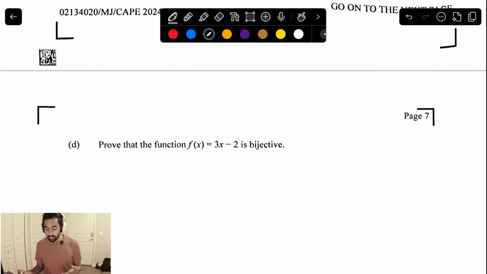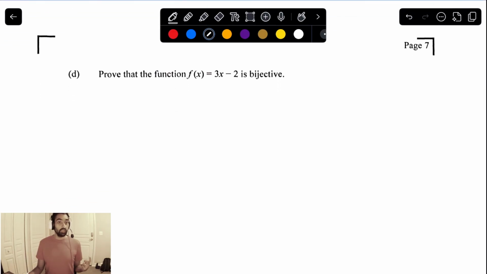It says, prove that the function f of x is equal to 3x minus 2 is bijective. Once again, there are two ways that you can do this. One thing you can do is show that the function is injective, and then that it's surjective. And any function that's both injective and surjective is automatically bijective. Another thing that you can do is find the inverse, because any function that has an inverse is automatically bijective. So let's do that.